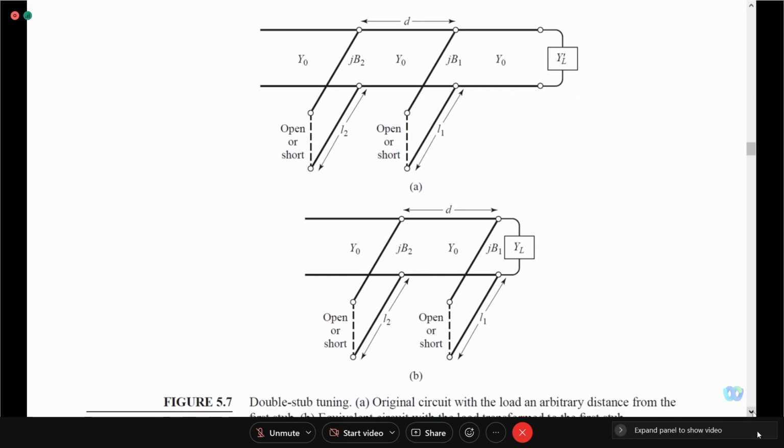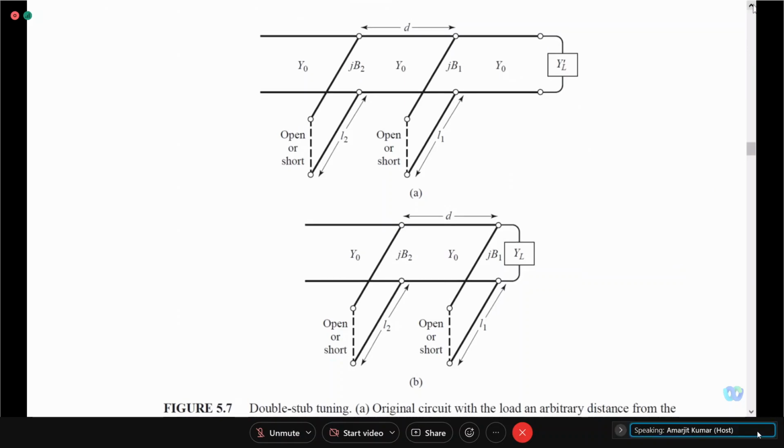So you are seeing the double stub tuner. Here it is YL dash, the load admittance. And this is open or short, that is your choice of stub, you know that. And this is Y0 or Z0 impedance. Here also Z0 and Z0, Y0, Y0. So we have to calculate B1, B2 and D, as per the value of D that we have to choose.